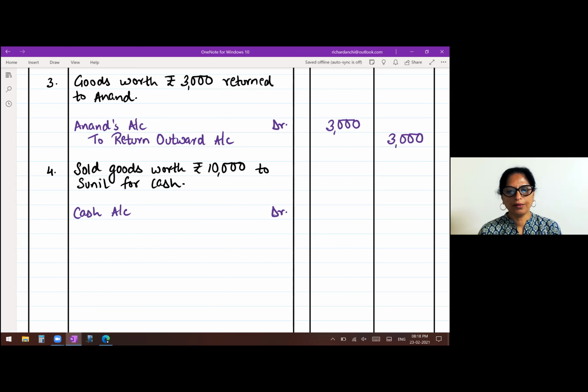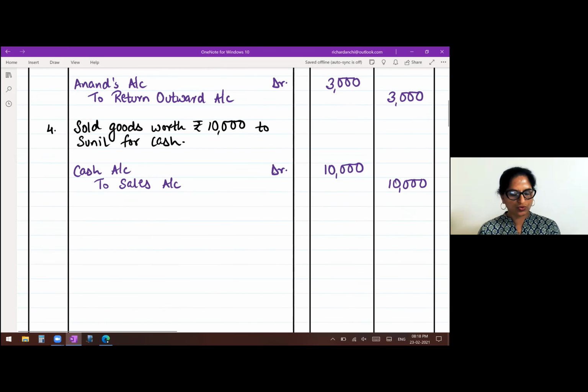Rule for real account, debit what comes in. So cash account debit 10,000, and sales is a nominal account. It is an income. So according to the rule, it says credit incomes and gains. So to sales account 10,000. Okay. See, children, first three entries are all related to purchases. So now the next three entries will be all related to sales, but all are revolving around the goods. So take down the next one.